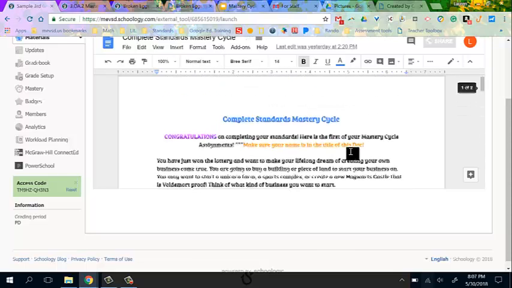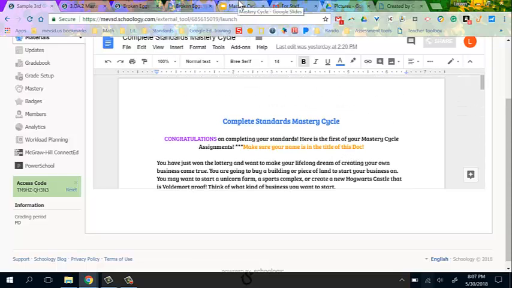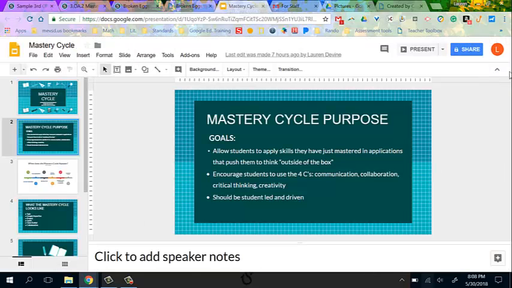And so they had to fill all this out, and we went over it once they were done, and they shared with their peers. Another thing I've done is have them make a game for a standard that they just completed, and they had to test it out with some different peers who are working on that standard at the time. So there's lots of different ways to do mastery cycle. You can be as creative as you want.